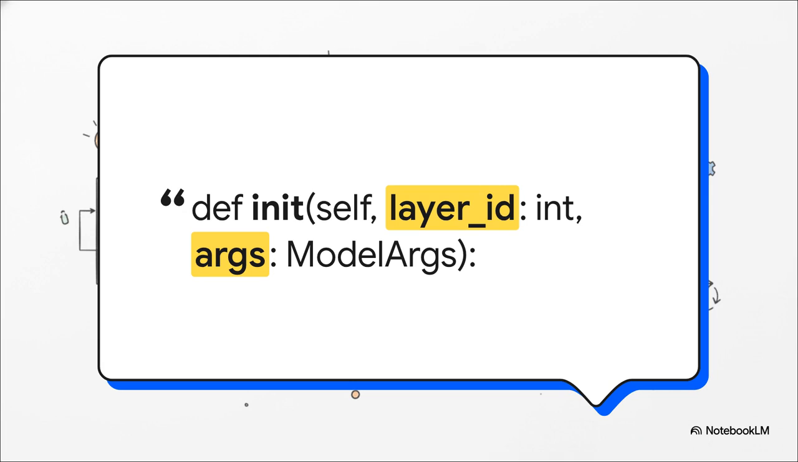It's pretty simple, really. It's just saying, okay, to build a new transformer block, I just need two things. First, your unique number in the stack, that's the layer ID, and second, the master set of rules for the whole model, which we're calling args. This little detail means that every single block can be built a little bit differently, depending on where it is and what the overall design calls for.